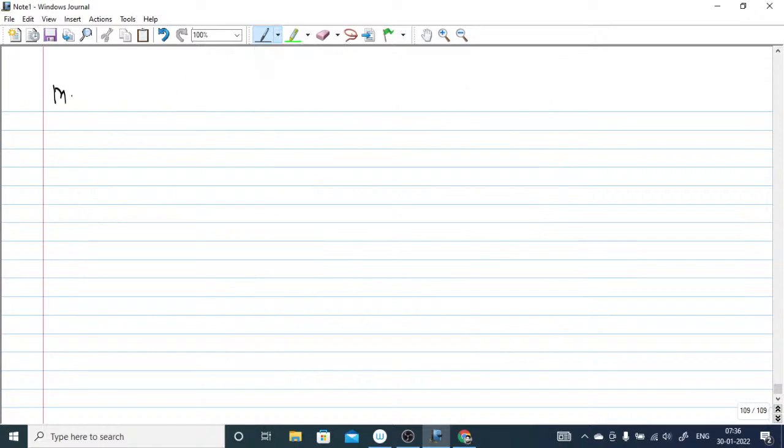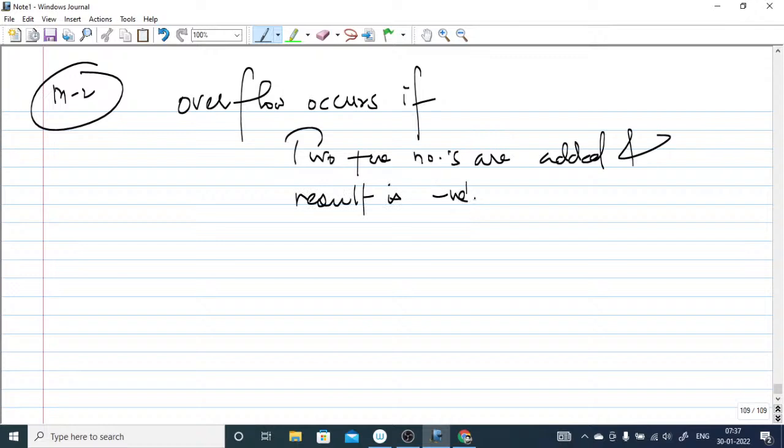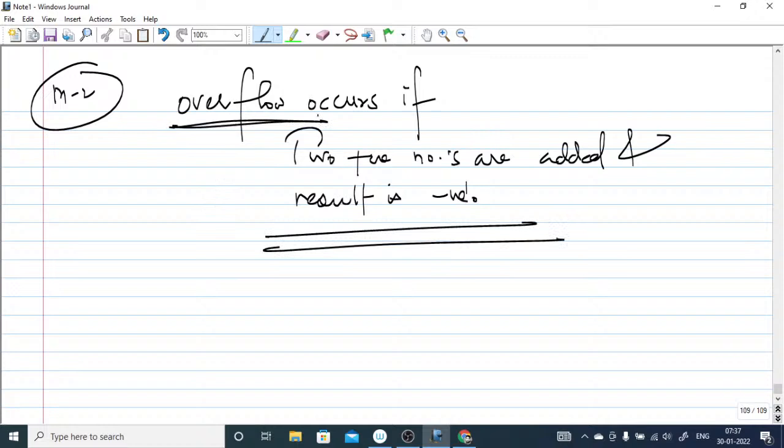And method 2, which I like: overflow occurs if two positive numbers are added and the result is negative. In that case the overflow will be there. By looking at the question you will be able to determine that they are positive numbers, and if you are adding them and the result is going to be negative, then definitely overflow.